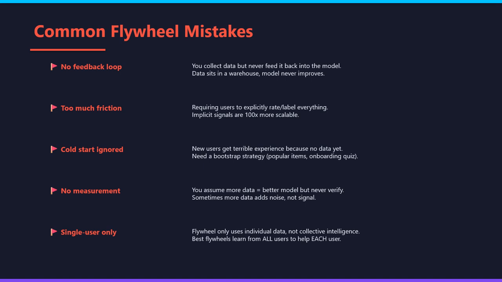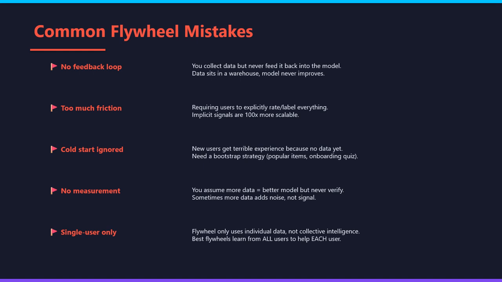Before we talk about the cold start problem, let me hit 5 common mistakes I see teams make when trying to build a flywheel. If you recognize any of these, don't worry. Now you will know how to fix them. Mistake 1: no feedback loop. You collect tons of data but never feed it back into the model. The data sits in a warehouse. The model never improves, and you wonder why your AI is not getting better. Data collection without model training is just hoarding.